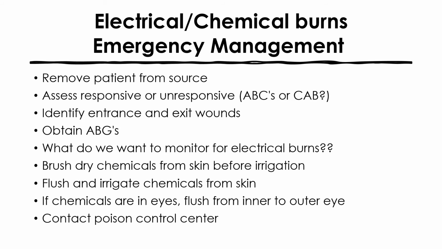The myoglobin gets stuck in the renal tubules, and that causes acute kidney injury, acute tubular necrosis. If the patient has had a chemical burn and they have actually dry chemicals on their skin, we need to brush those dry chemicals off before we do any irrigation whatsoever. If we continue to irrigate and the chemicals are still on the body, it's not doing any good to the patient whatsoever. It's causing more harm to the skin, more damage to the skin.